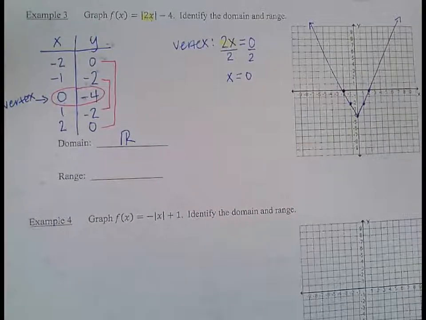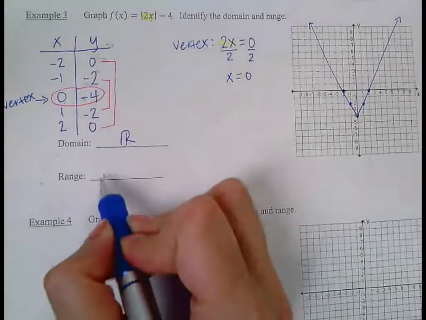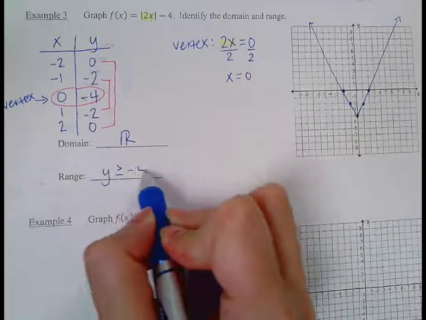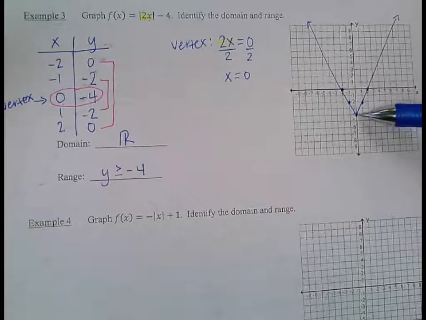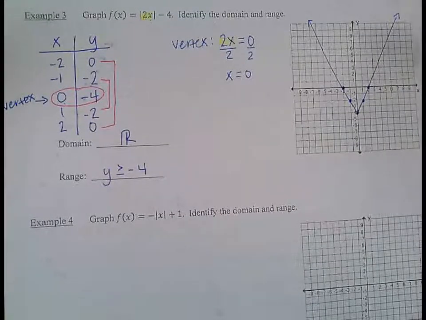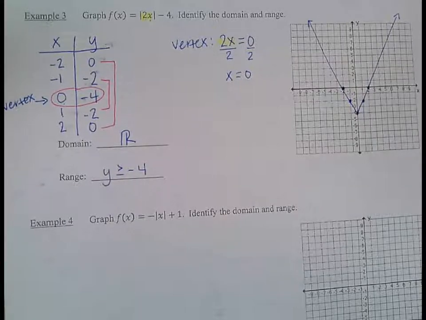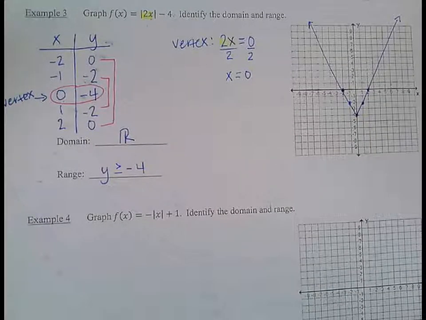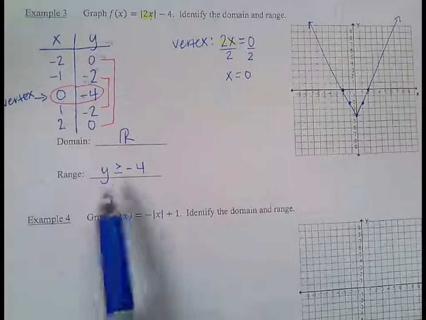So what about for example 3? Allie? Yes. Vertex is at the y value negative 4 and it's opening up, so all the y values are greater than or equal to that value. And if it opened down, it would just be less than or equal to.